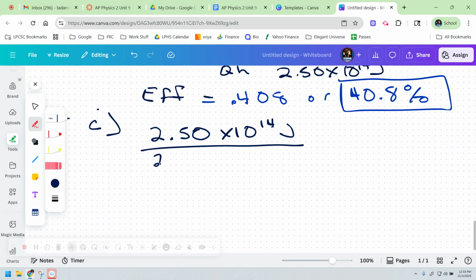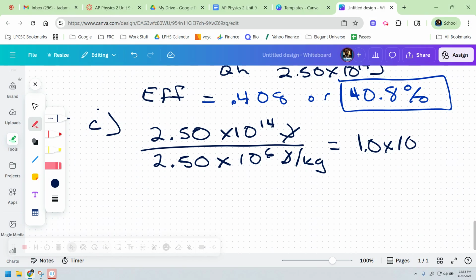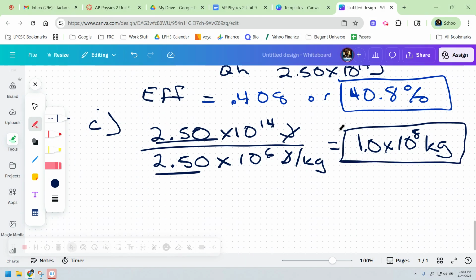So the way we do this is this is the conversion factor. So it's going to be 2.5 times 10 to the 6. But remember, that's joules per kilogram. And so when you do the math on this, the joules will cancel and it will give you an answer in kilograms. So if you plug that in the calculator, you get about 1 times 10. Well, it's not about, it's exactly 1, right? This divided by this is 1 times 10 to the 8 kilograms. Of CO2, right? That's what we did.